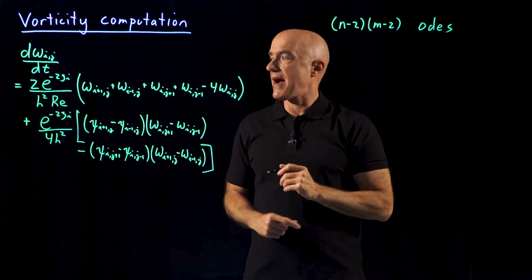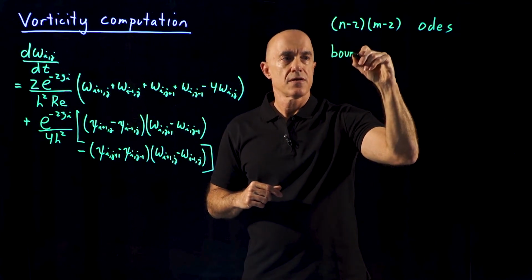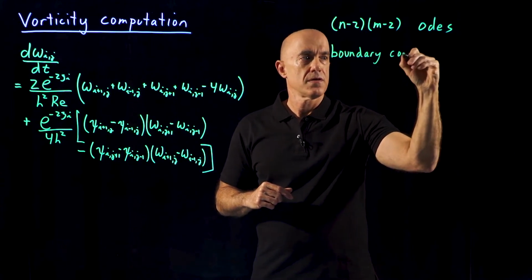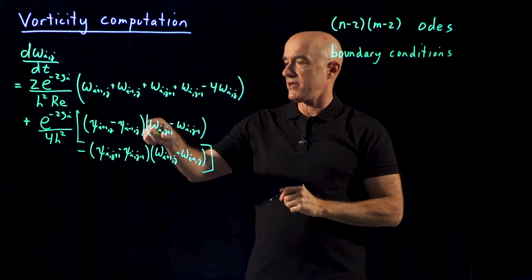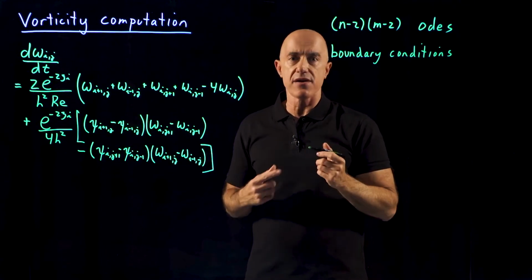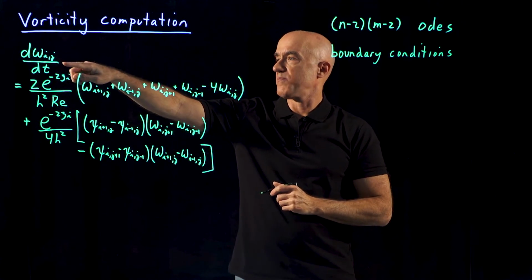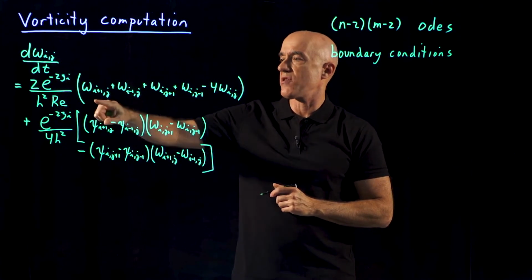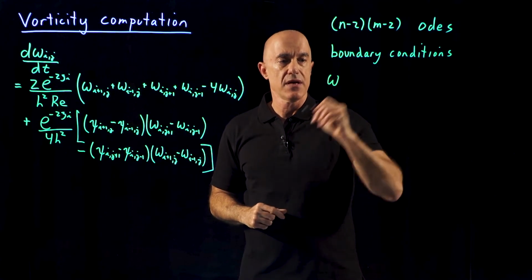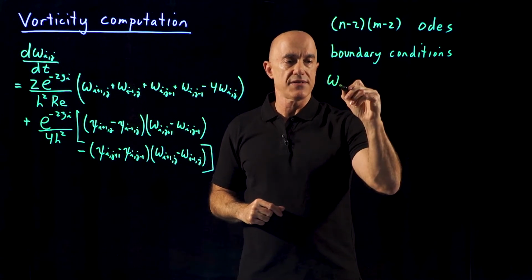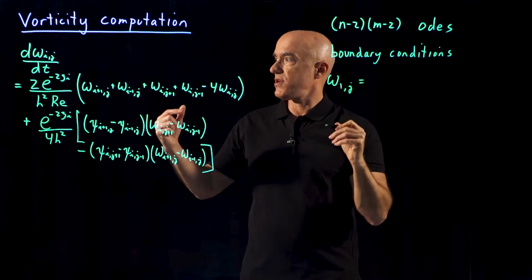But we need to use the boundary conditions. So let's review the boundary conditions. Assuming that we've already solved the psi equation, we have psi on the entire domain, including the boundaries. But we're only going to be computing omega for the interior points. So we need omega on the boundaries. So we have the boundary condition for omega on the cylinder. That's the first point in i and j. We've computed what this is.